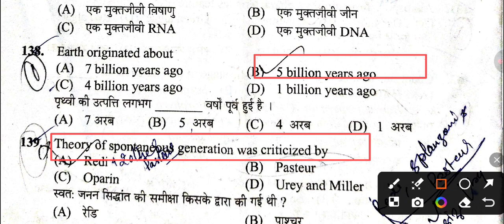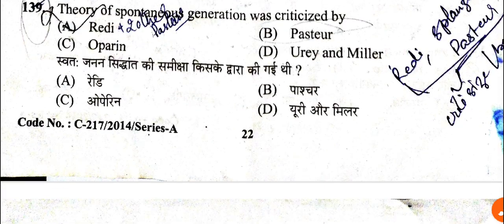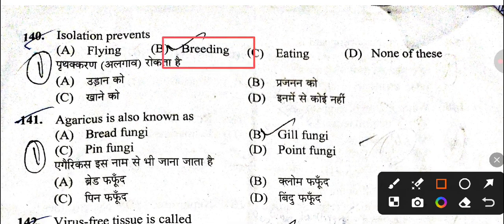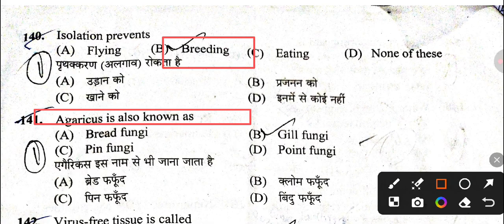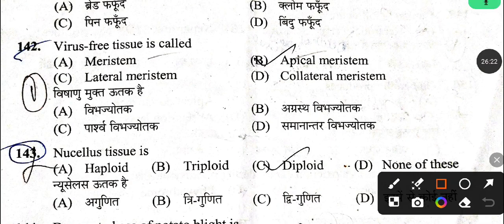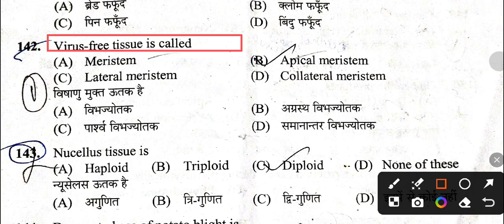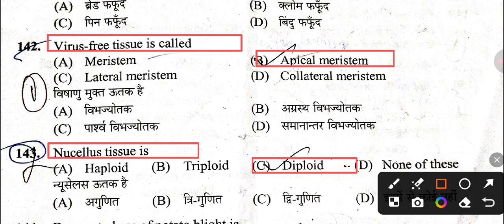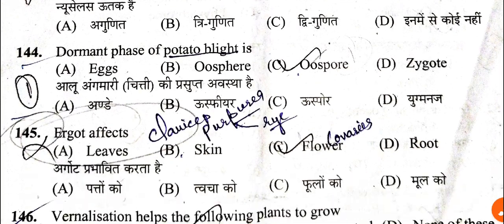Next, isolation prevents breeding. Agaricus is also called gill fungi. Virus free tissue is called apical meristem. Nucellus tissue is diploid in nature. Dormant phase of potato blight is oospore.